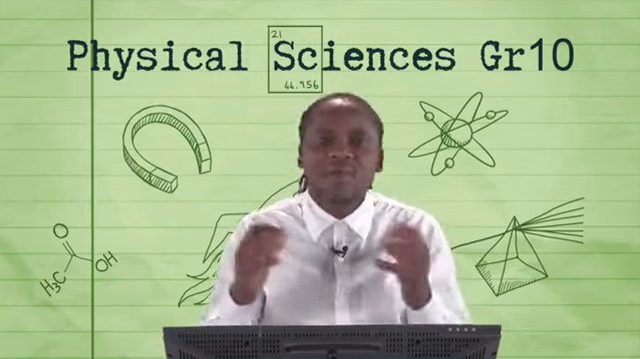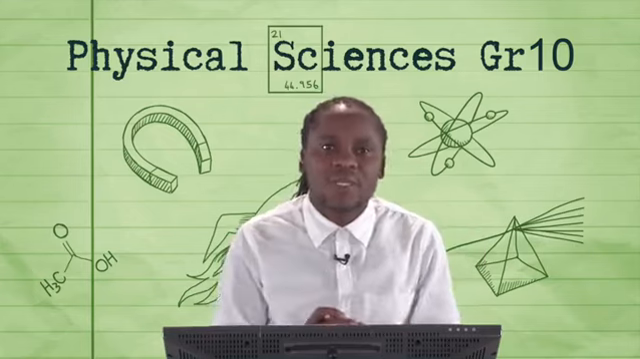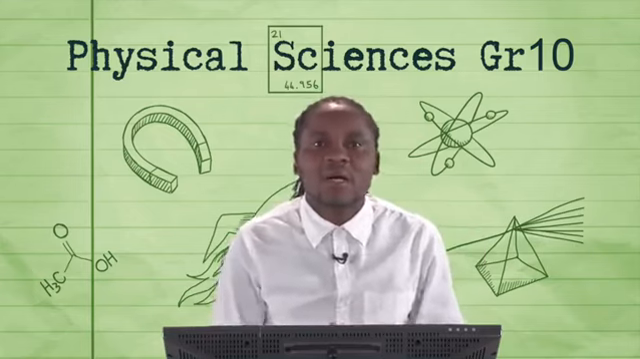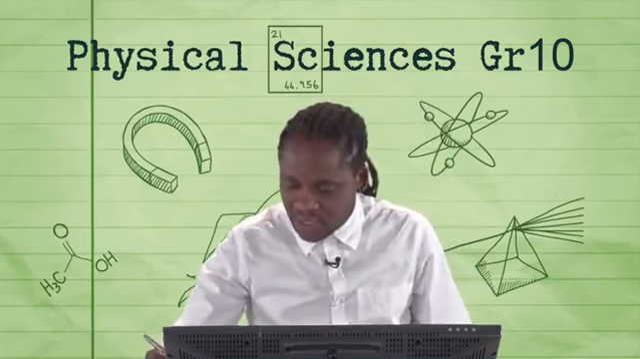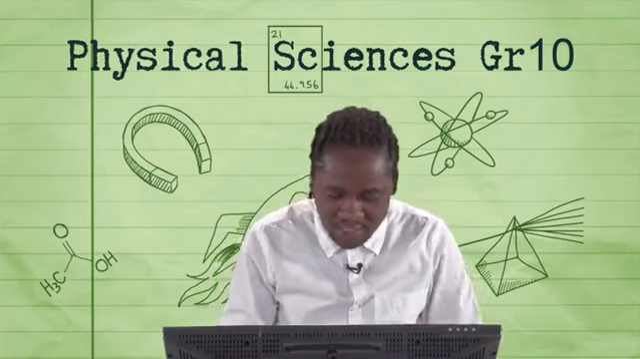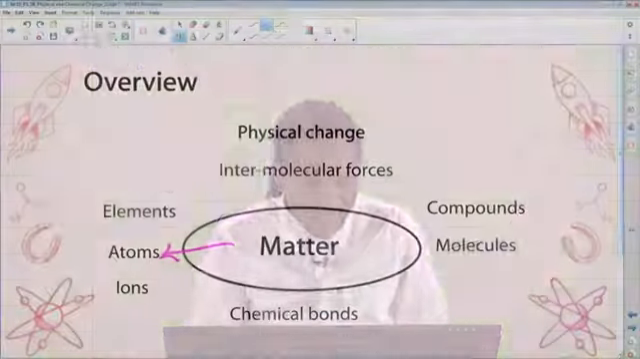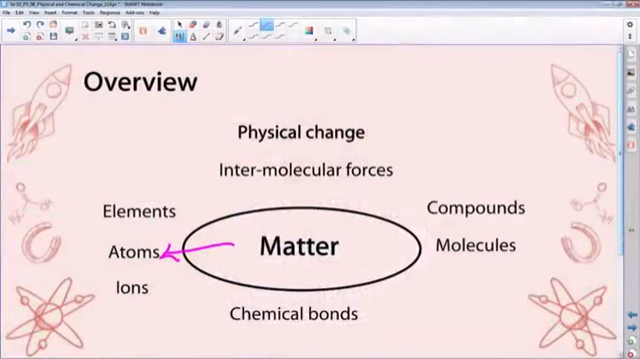Okay, let's briefly look at the overview of today's session to get a sense of exactly where we're going as far as physical and chemical change. As you can see on the board, we have matter, which consists of atoms. Remember, these atoms are the smallest particles that make up matter, and when these atoms combine, they form elements.